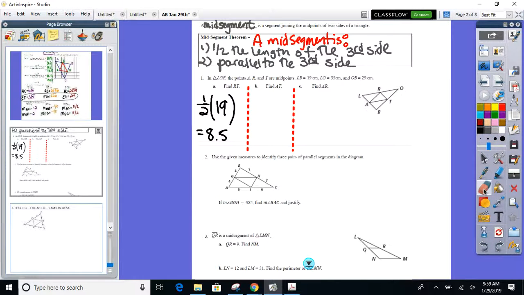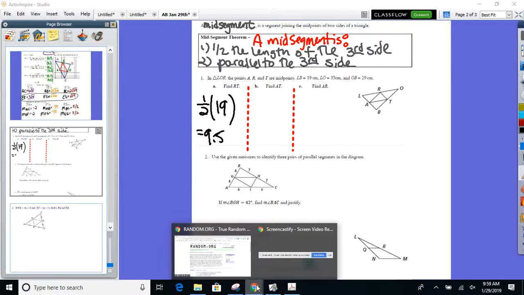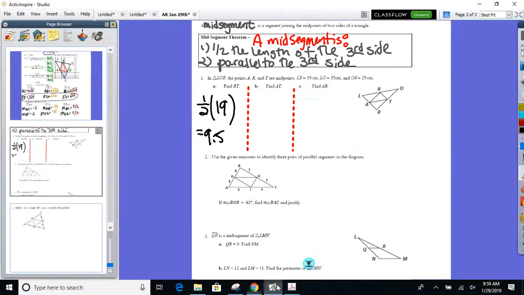9.5. How about that instead? Let's try that again. Nobody was going to speak up on that one, huh? I could have written chair and gone on to the next problem, and everyone would have been fine. Here you go. 23 again. AT. What's the third side for AT?